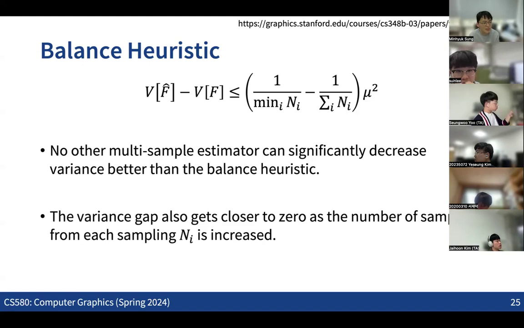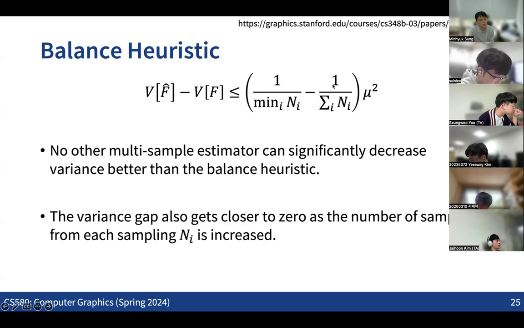And also, this gap gets closer to zero as we have more samples from the probability density function. As you can see in this term, as the ni becomes larger and larger, the difference between these two will get closer to zero, which means that also the gap between the estimator with the balance heuristic and the estimator with some other weighting functions, the difference in the variance, will be decreased within this upper limit. So that's the meaning of these equations. So please check this out.